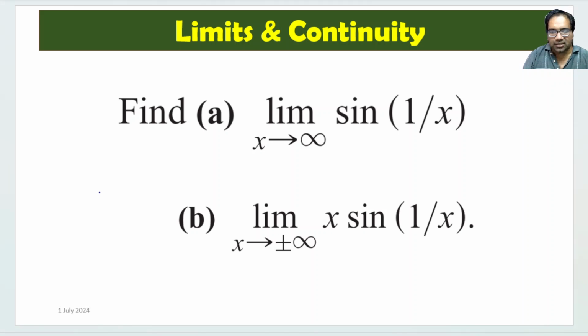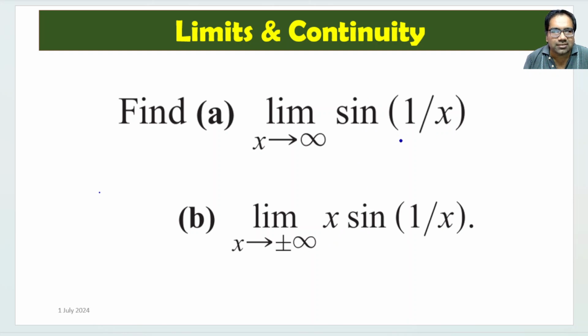Hi friends, earlier we discussed the limit of sin 1 by x when x is tending to 0. We have discussed that sin 1 by x fluctuates a lot when x approaches 0. Now what about the limit as x tends to infinity of sin 1 by x, and how is this different from x times sin 1 by x as x tends to infinity?